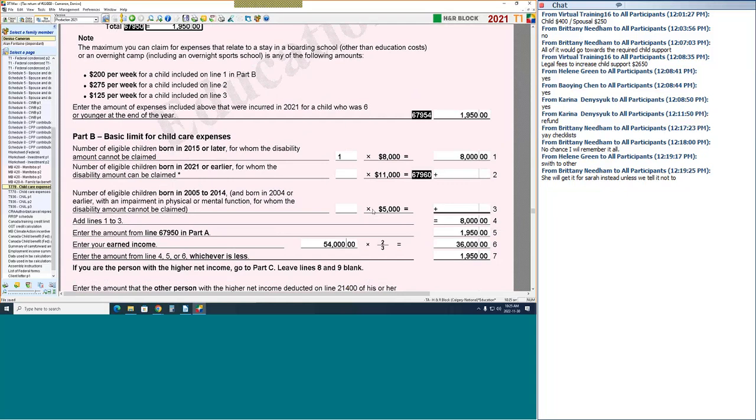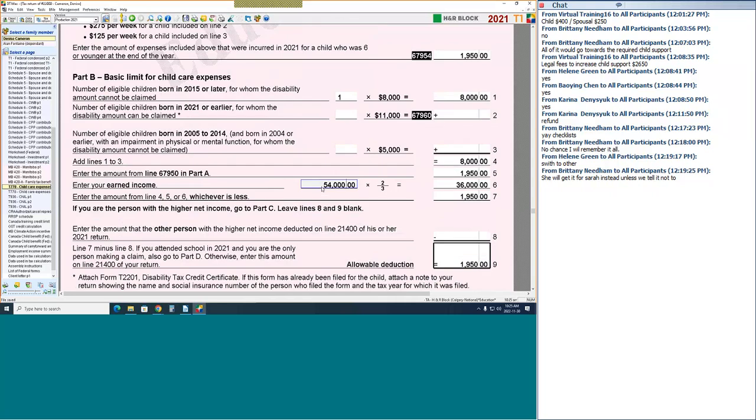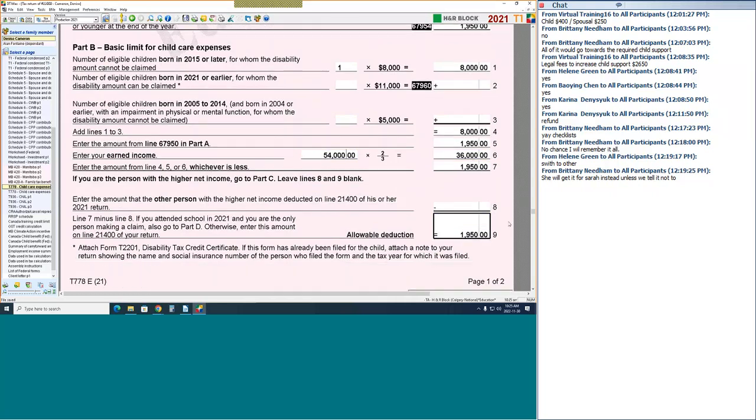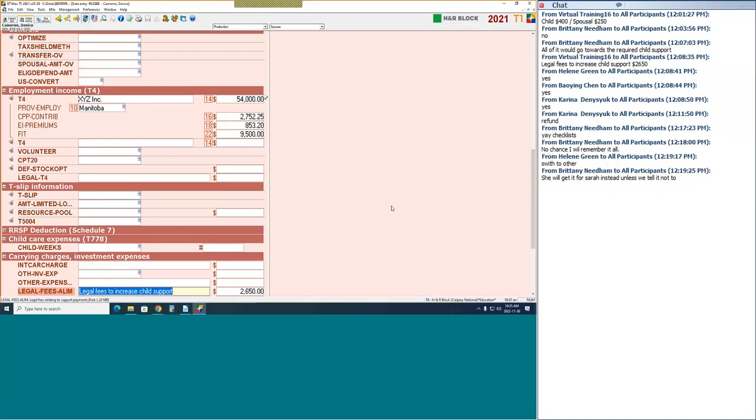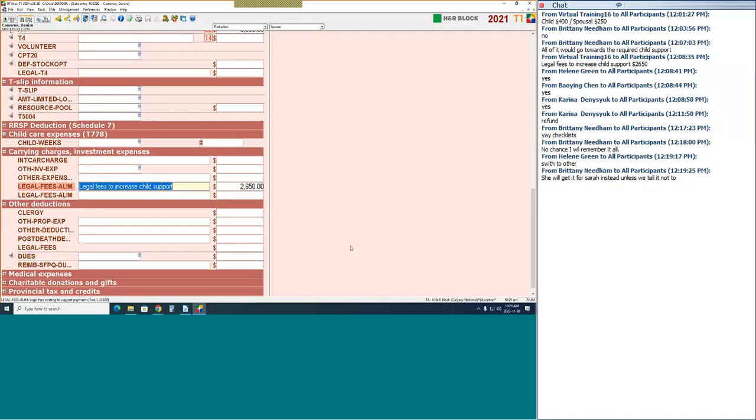So if you're going to be doing childcare, you have to enter the children who are going to be eligible for childcare in order to calculate it correctly. It will do earned income times 2/3 and calculate the allowable deduction. Okay. Those are the most common ones and the most straightforward ones.